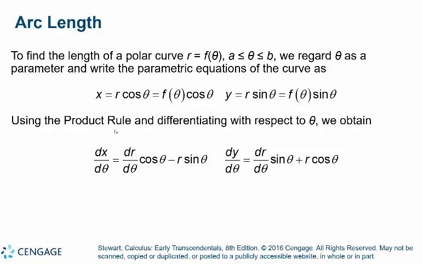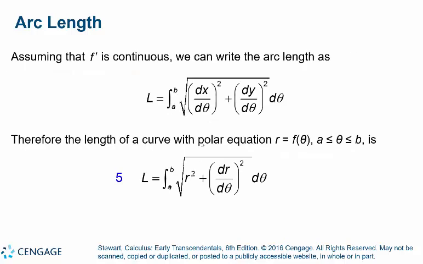If you wanted to find dy dx from these, what you could do is take this equation right here and divide it by this equation right here. Okay, regardless, if we assume that f prime is continuous, we can write the arc length given by this integral right here. Therefore, the length of the curve with polar equations r is equal to f of theta, where theta goes from a to b, a little bit easier.